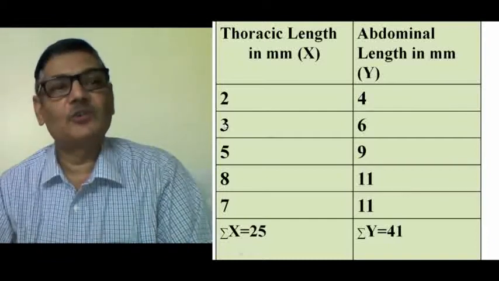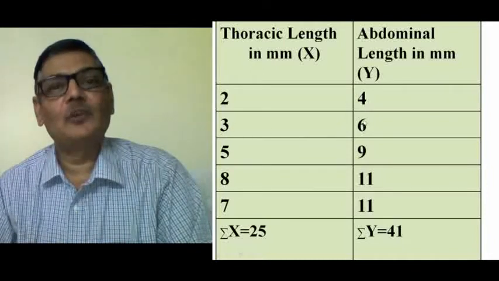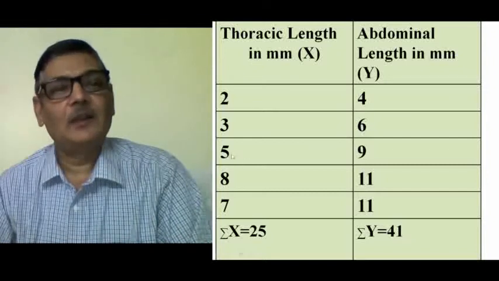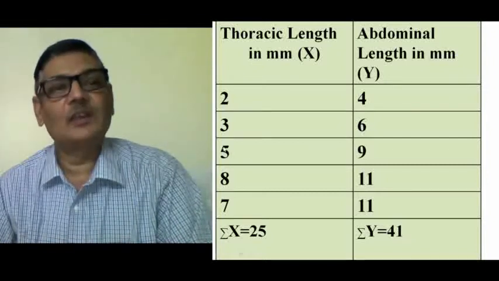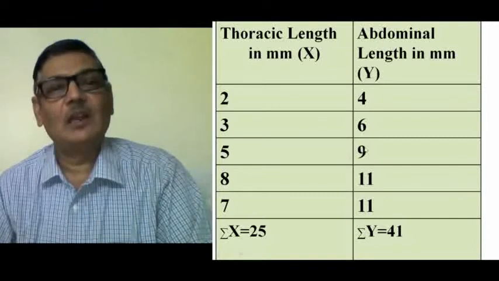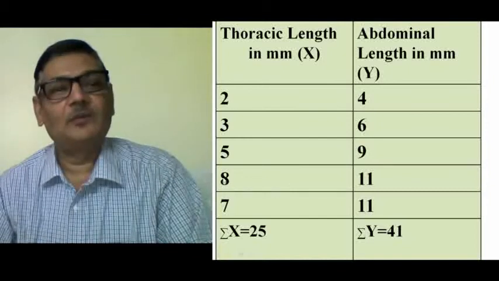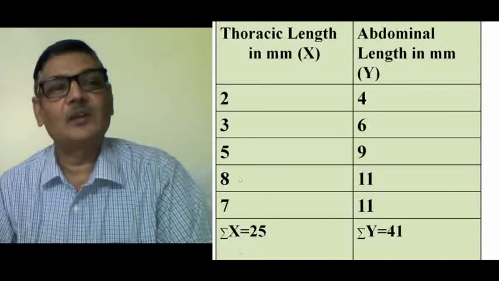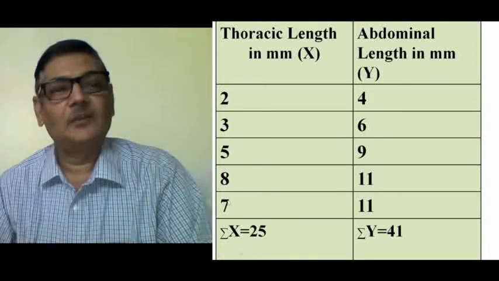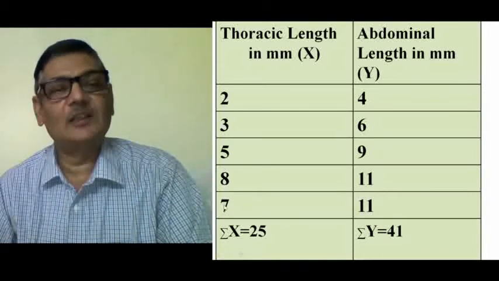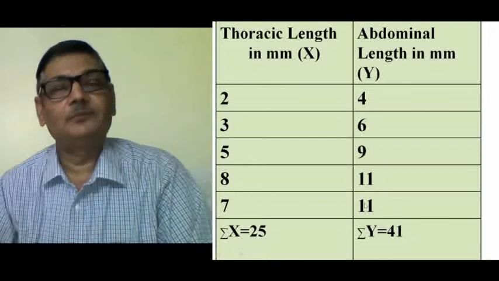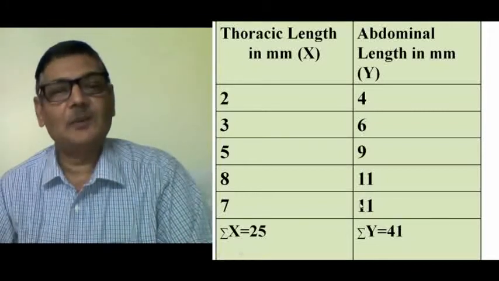Then the other insect shows its thoracic length 3 mm while its abdominal length is 6 mm. Then the third insect, its thoracic length is 5 mm and its abdominal length is 9 mm. Then the fourth one, its thoracic length is 8 mm while its abdominal length is 11, and the fifth insect, its thoracic length is 7 mm while its abdominal length is 11 mm.